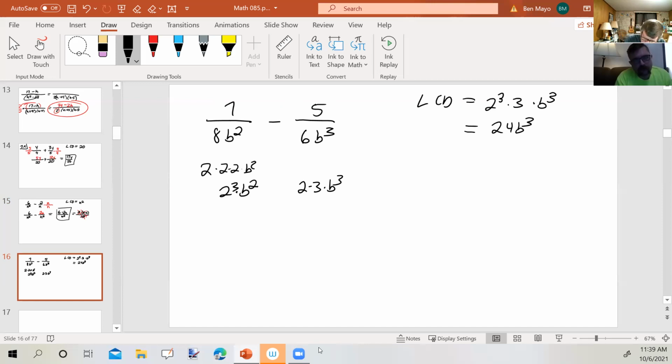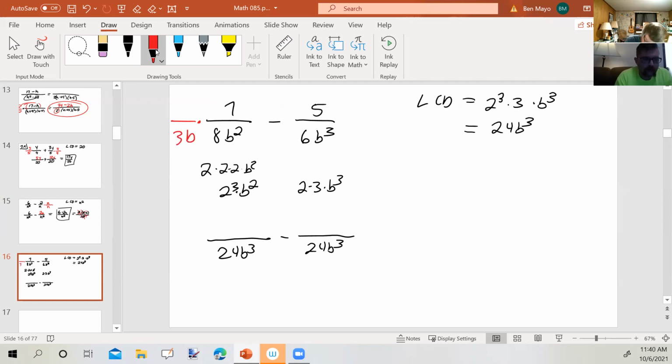Okay, so I need to get to here. So what do I need to do to 8b squared to turn it into 24b cubed? I need 3b, which means the numerator needs to be 3b times 7, which is 21b. So 7 over 8b squared becomes 21b over 24b cubed. Any questions there? All right.